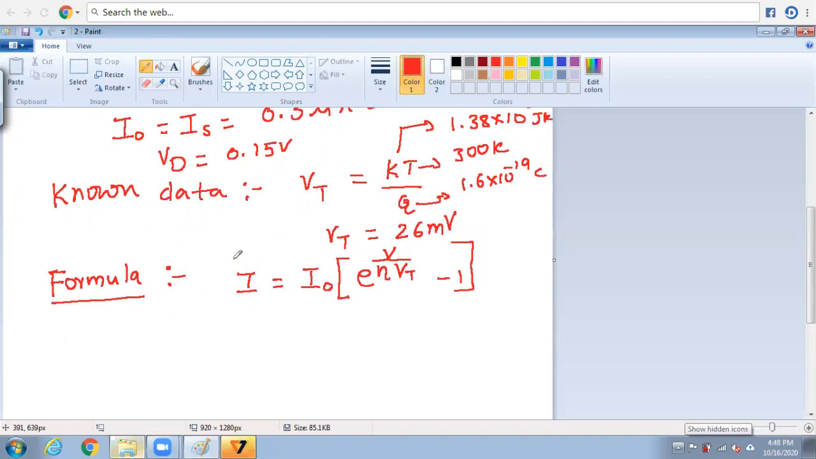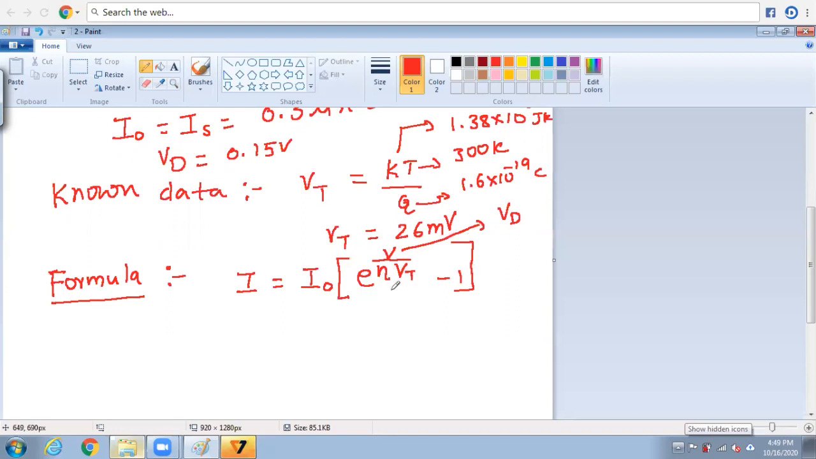What is I here? I means the forward current. I naught means reverse saturation current. VD means the diode voltage. Eta is the eta value, 1 for germanium material. This is VT, the thermal voltage, then minus 1. After doing the mathematical part and derivation, we get this diode current equation.